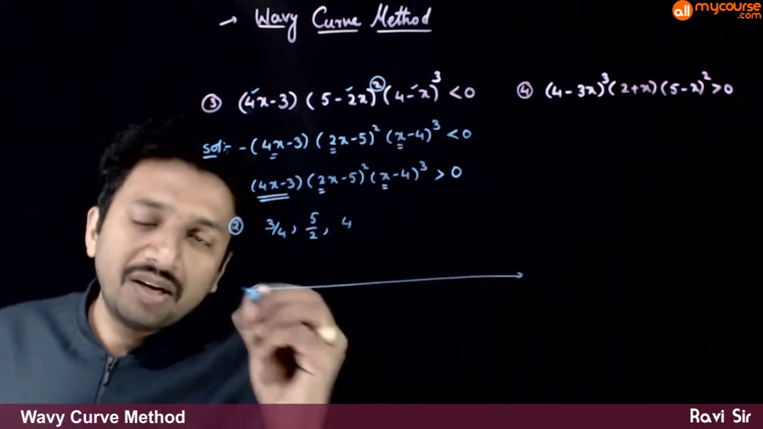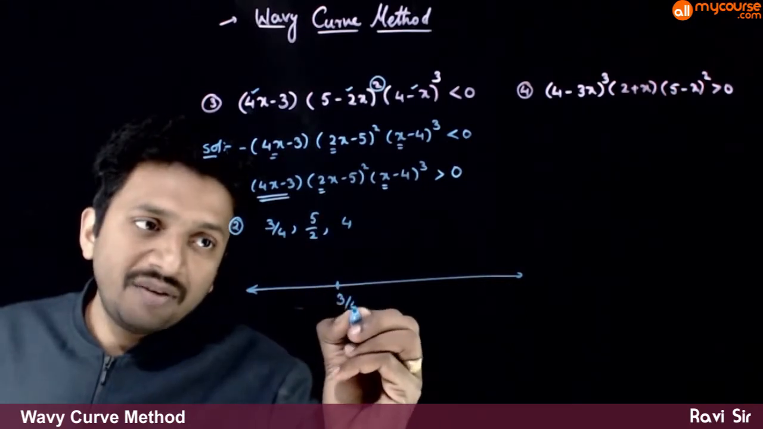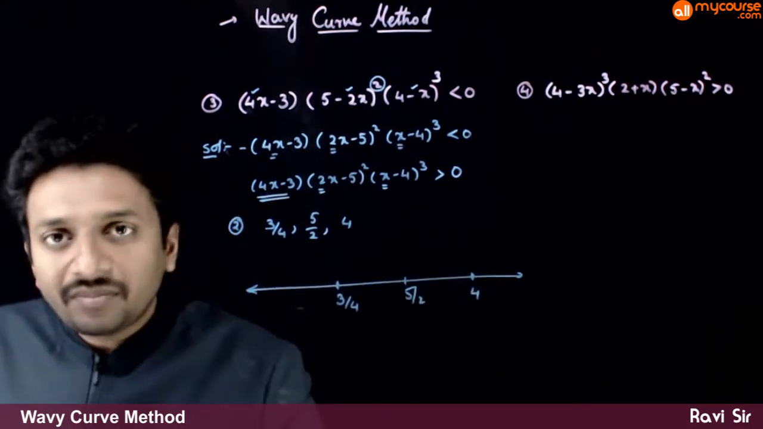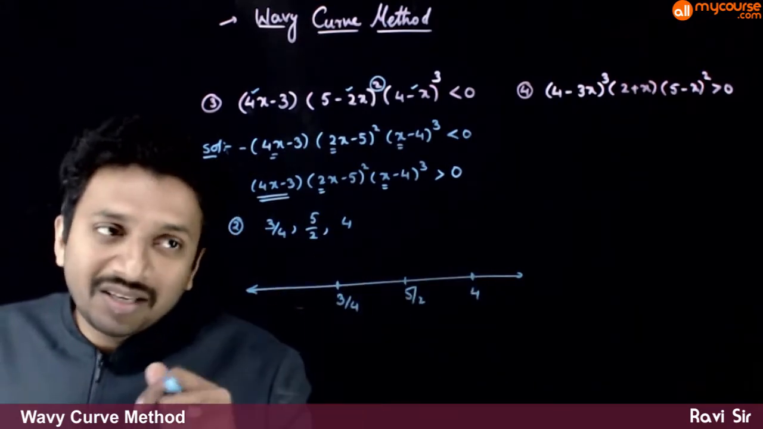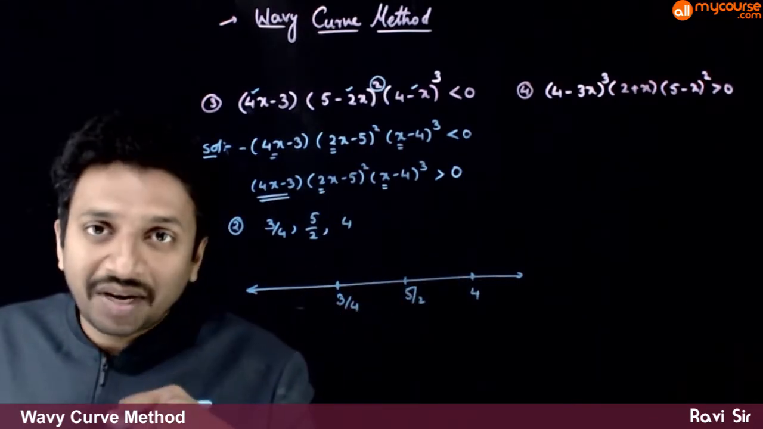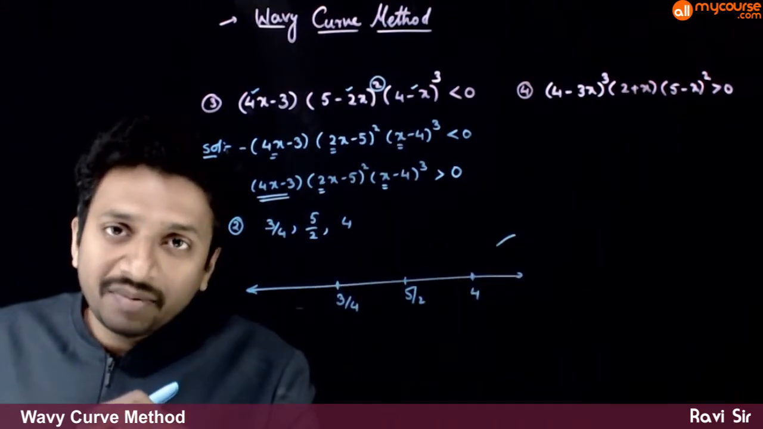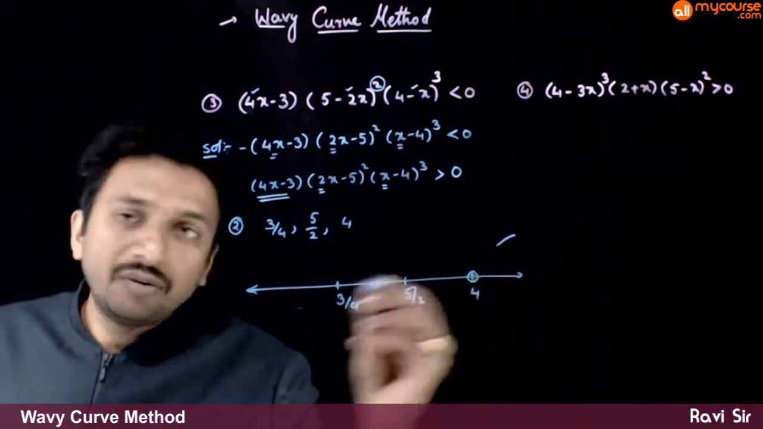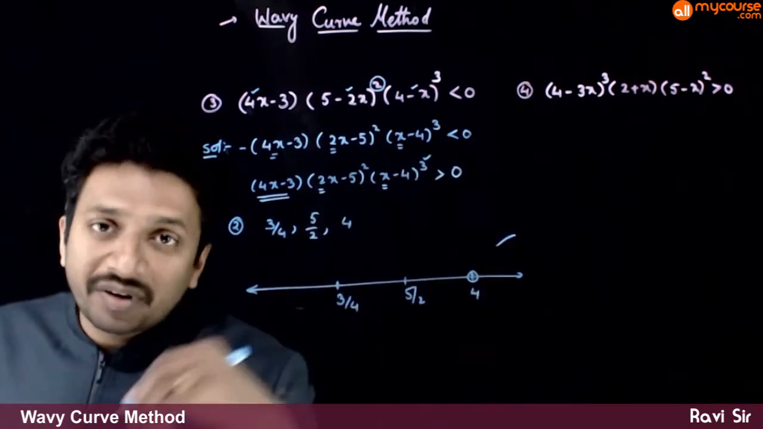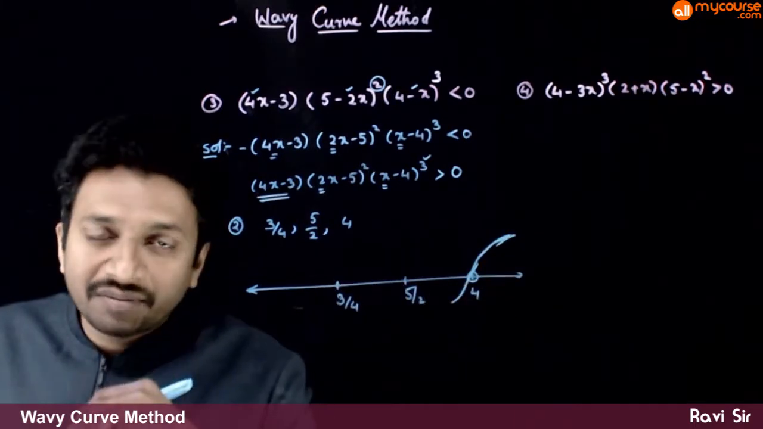Now let us draw the wavy curve. So let us plot this on the real number line. We know that 3 by 4 is less than 5 by 2 is less than 4. So once you have plotted this, the real number line has been split into 4 parts, right? So in the rightmost part, you start from above the real number line. So what happens at x is equal to 4? What is the power of x minus 4? Odd power. That means the sign is changing. That is, the curve goes from positive to negative.